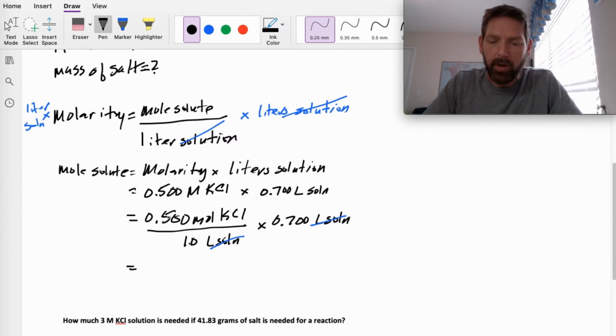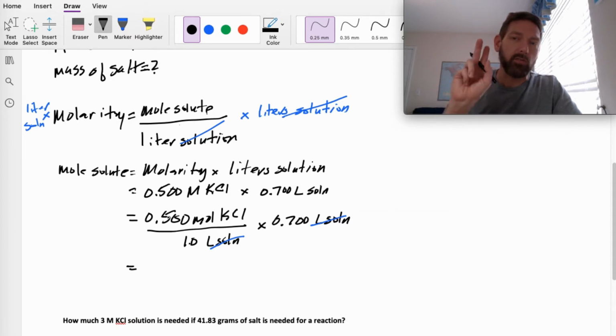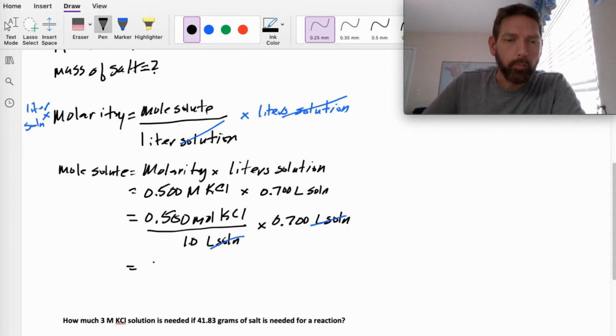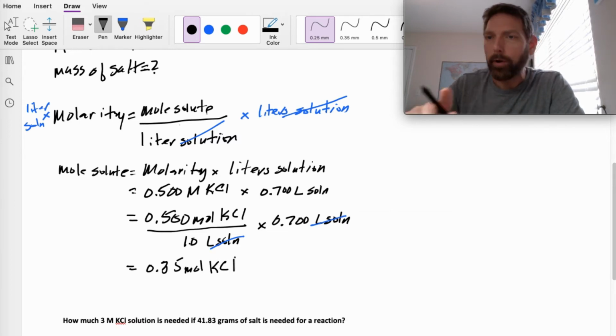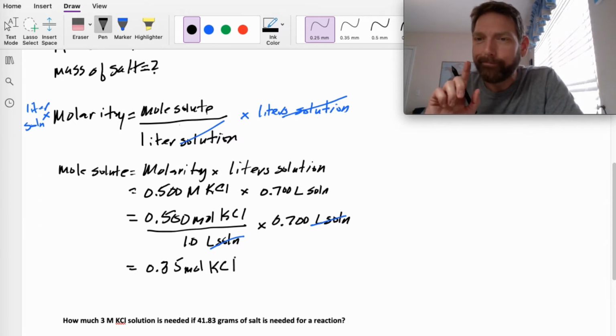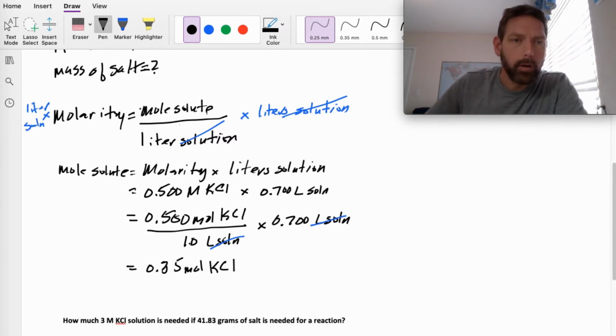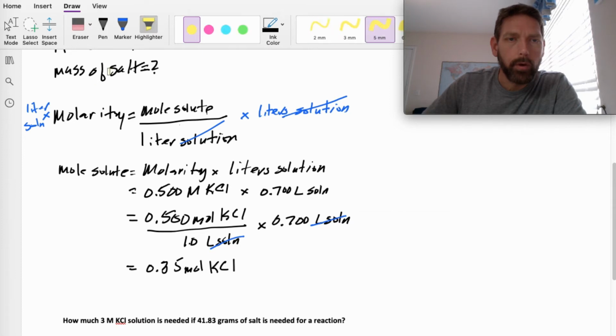So 0.5 times 0.7, you should see that you get 35 in there, but you have 0.5, one number after a decimal, 0.7, another one, that's 2, so it just moves 35 to 0.35, right? So that's 0.35 moles of potassium chloride.